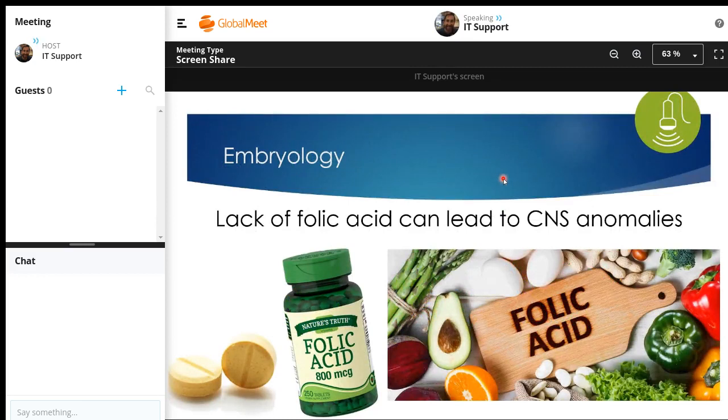So lack of folic acid can lead to central nervous system anomalies, so anything within the brain or the spine. This is why you see moms taking this supplement when they're pregnant or even before they become pregnant, to get a jump on it to make sure that their body has enough for proper development of the central nervous system.